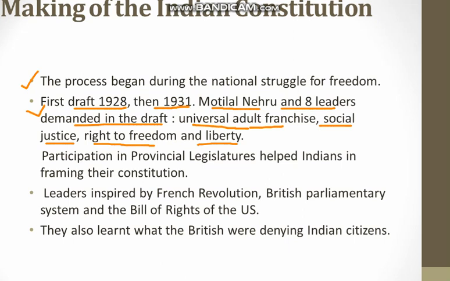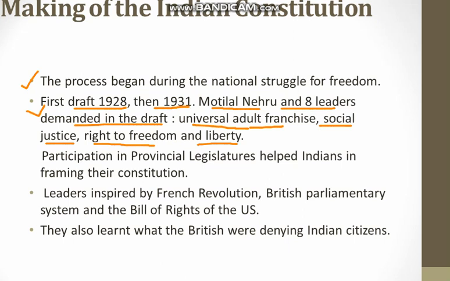During the freedom struggle, there was already an attempt to form a constitution. As far back as 1928, Motilal Nehru and 8 other Congress leaders drafted a constitution for India. In 1931, the resolution at the Karachi session of the Indian National Congress dwelt on how the constitution of independent India should look. Both documents were committed to universal adult franchise, the right to freedom and equality, and protecting the rights of minorities. So these concepts were already accepted by Indians.